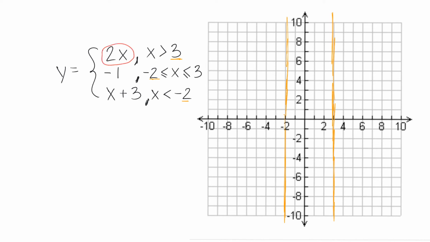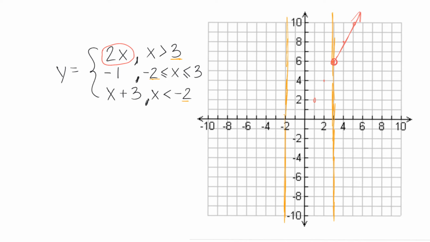So that has a y-intercept of 0, and it's going to go up 2 over 1, up 2 over 1, up 2 over 1, and then I'm going to connect it only when x is greater than 3. And then this says that it's not equal to, so I'm going to make sure I put an open dot here.